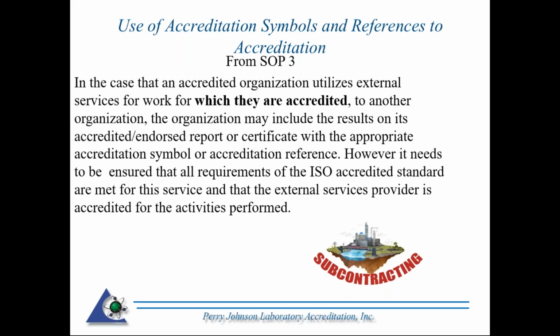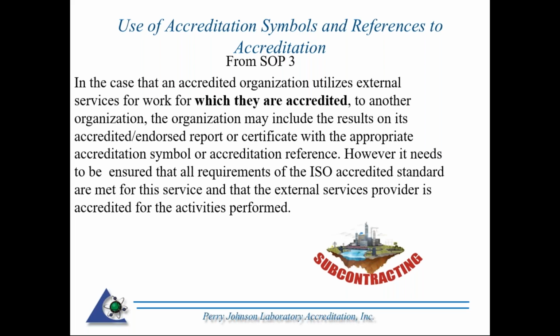So these are things that you are accredited for, where you can subcontract and use the PJLA logo, symbol. So this is work you're accredited for sent to another organization. The organization may include the results on its accredited endorsed reports with the appropriate accreditation symbol, accreditation reference. However, it needs to be ensured that all requirements of the ISO accredited standards are met for this service and that the external service provider is accredited for the activities being performed. So once again, this is things that are under your accreditation.